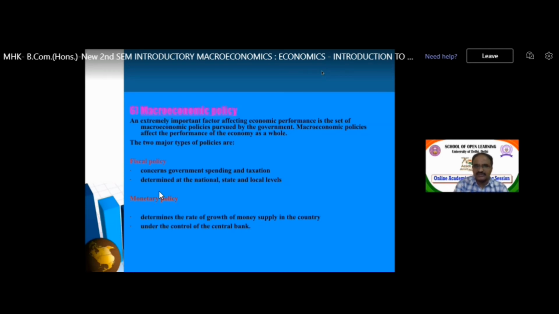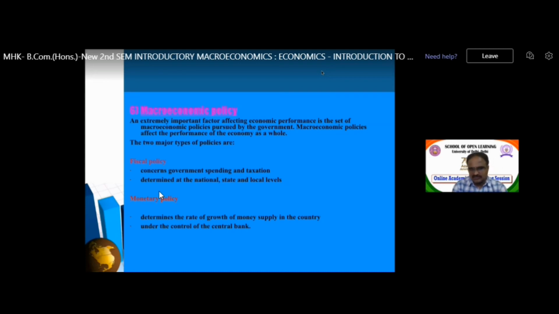What is fiscal policy? Fiscal policy is the policy that concerns government spending and taxation, spending and income. You can say expenditure and revenue. And fiscal policy is determined at the national, state, and local level as well. What about the other policy?